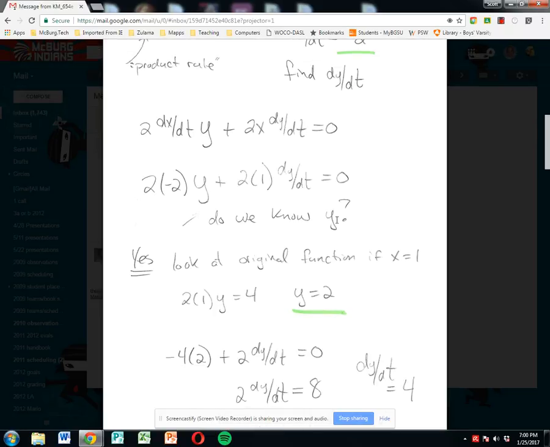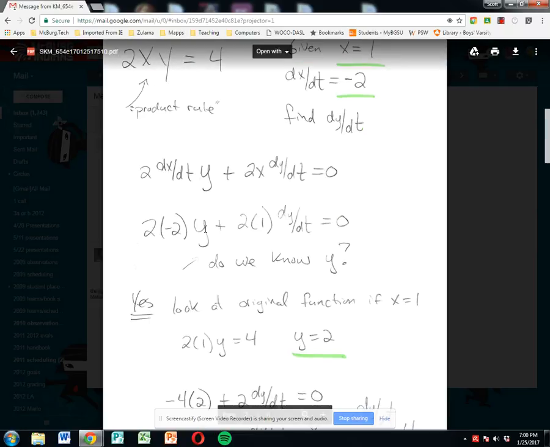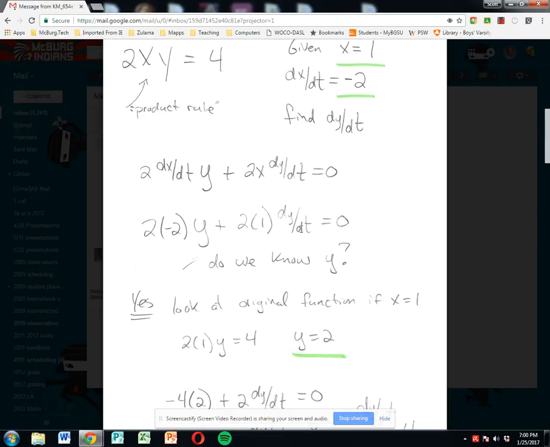So now, what do we know? We know that dx/dt is negative 2, so we can sub it in. We know that x is 1, so we can sub it in. But we still have two variables. We still have y, and we still have dy/dt. dy/dt is the unknown. Can we find out what y is? And the answer is yes.